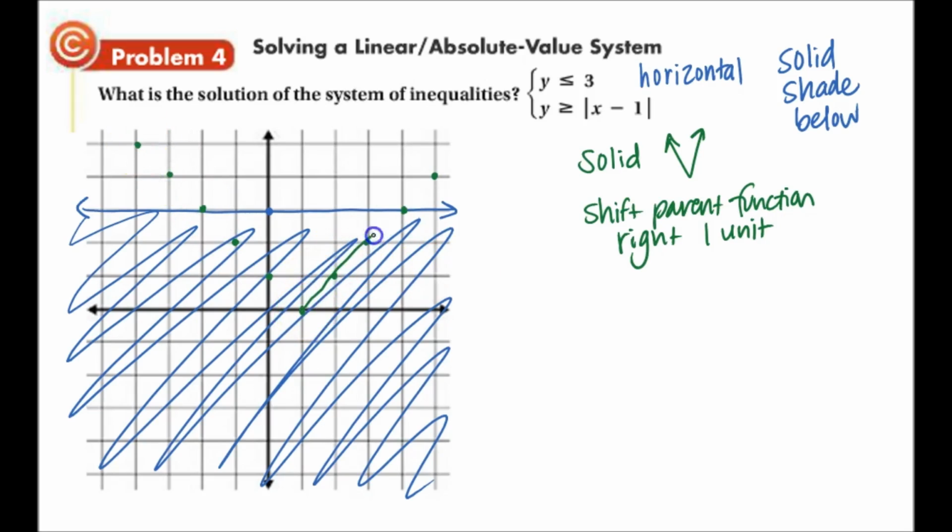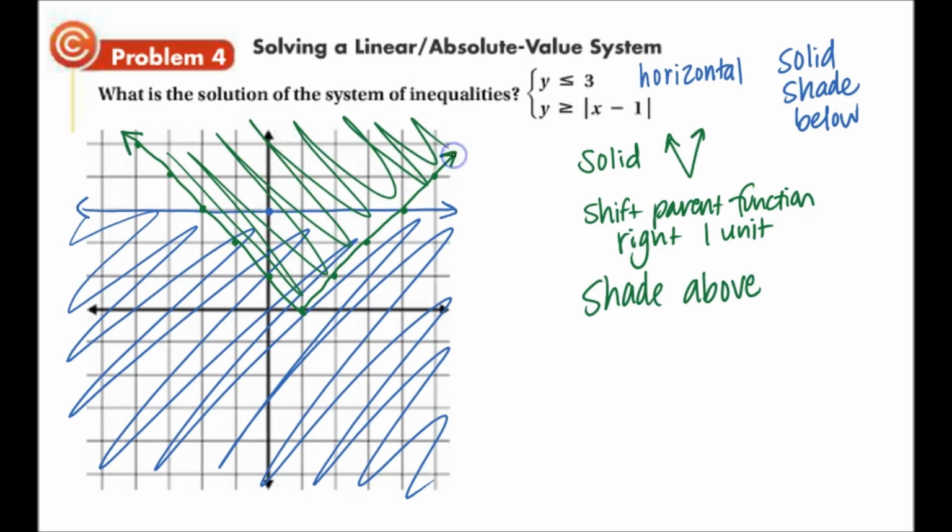Okay, so now you want to connect. And we're going to be shading above because the symbol is greater than or equal to. So you can see the overlap is actually a triangle in this situation. I'm going to highlight it so it's obvious to you. So this region right here contains all of the solutions of the system of inequalities.